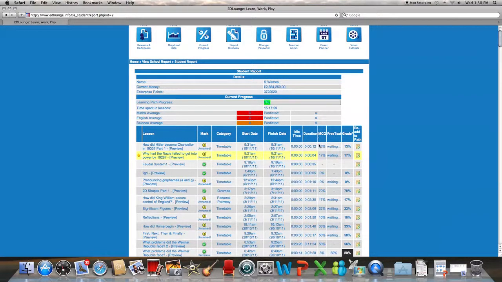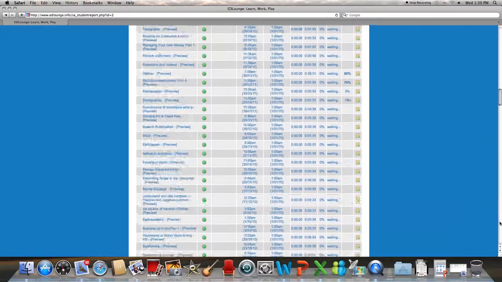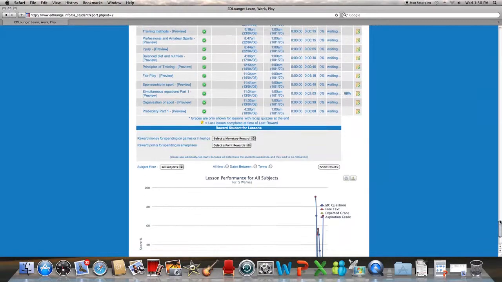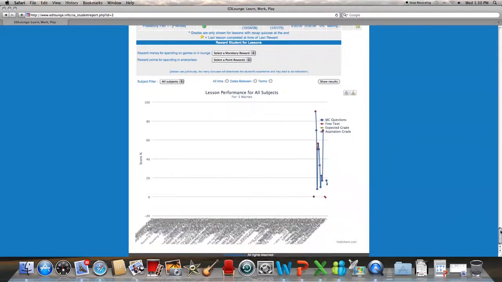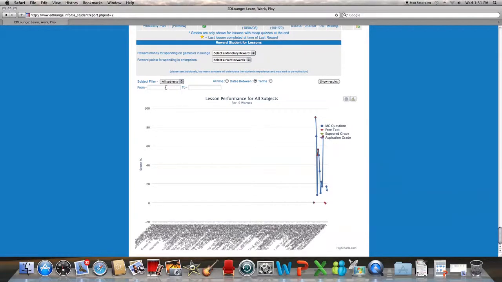Percentage for multiple choice, percentage for free text. It says waiting there because it's waiting to be marked, and his grade is therefore currently sitting on that 13%. And that tracks through all the work he's been doing. Down at the bottom we could actually go and analyse some of the aspects of the questions he's been working on. We could pick it through dates between, and you could actually select times for that to break down the graphical data even more.